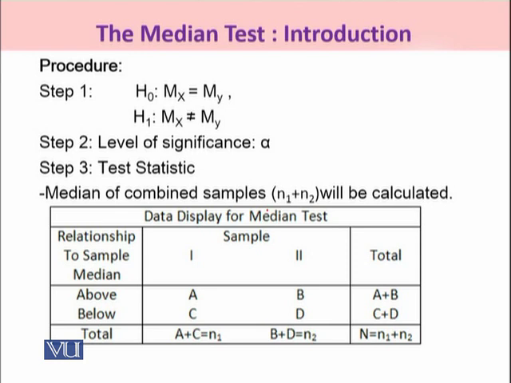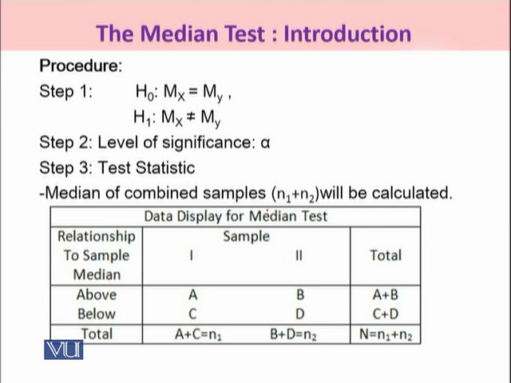So the pair of hypotheses will be H0: mx equal to my, whereas mx was the population median for the first population, whereas my was the population median for the second population. The alternative hypothesis to that is that both of them are not equal. Then the next step is alpha, the level of significance. Step number 3 is the test statistic.